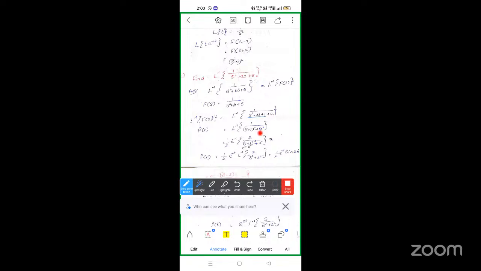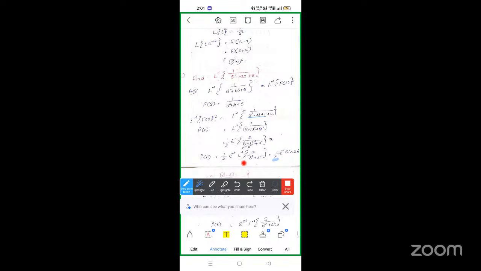So we can apply the first shifting theorem. So we can apply e power minus t, L inverse of 1 by s square plus 2 square. So that is the formula 1 by a into sine at. So 1 by a is nothing but, here 2 is there. So 1 by 2 e power minus t into sine 2t.